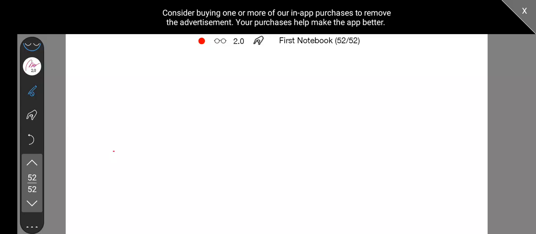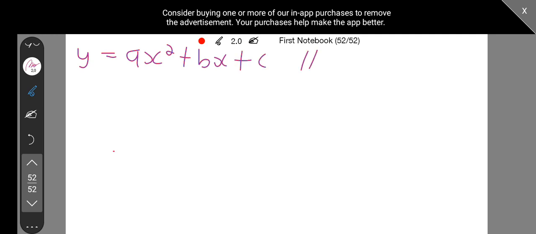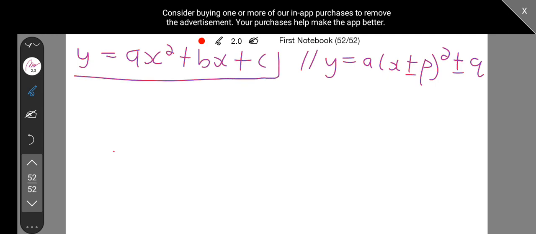In this lesson, we'll be learning how to write an equation of a parabolic function in the turning point form. So, we said that the basic form of a parabolic function is given as y is equal to ax squared plus bx plus c. It's also written as y is equal to a multiplied by (x plus or minus p) squared plus or minus q.